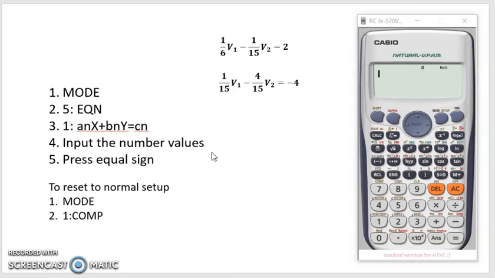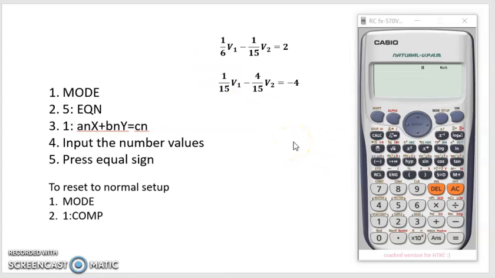So for this video, we will just be using the same given that we want to find in the example. The first equation will be 1 over 6 v1 minus 1 over 15 v2 is equal to 2, and the second equation will be 1 over 15 v1 minus 4 over 15 v2 is equal to negative 4.